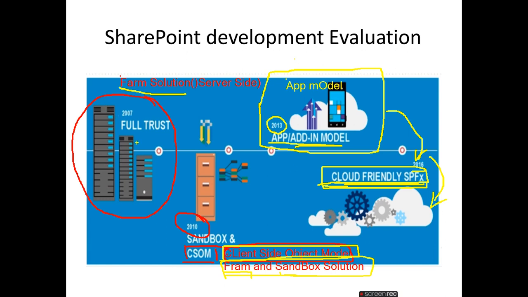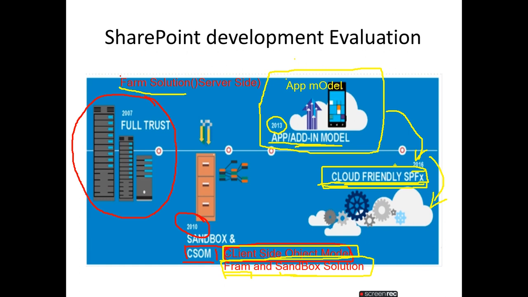So you will understand how development has been happening gradually. Microsoft changed their pattern of development: earlier the farm solution and sandbox solution, then the client object model, then the app model, and then they moved into the cloud. And in the cloud they use SPFX, the SharePoint Framework.